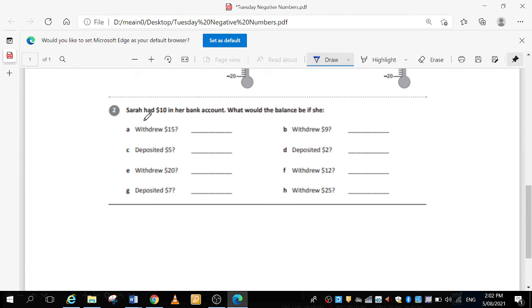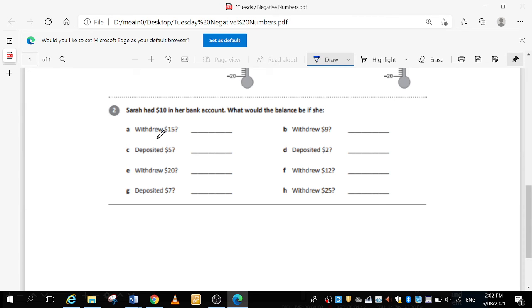And our last few questions today is Sarah had $10 in her bank account. What would her balance be if she withdrew $15? Now, if you guys are stuck, you can grab a ruler out in front of you, or you can draw a number line and put the 0 in the middle and write some positive numbers, and then write some negative numbers on the other side of the 0 if you're getting stuck.